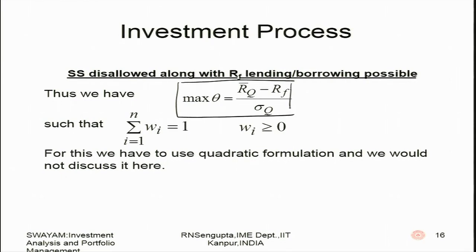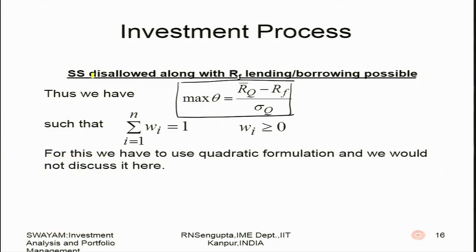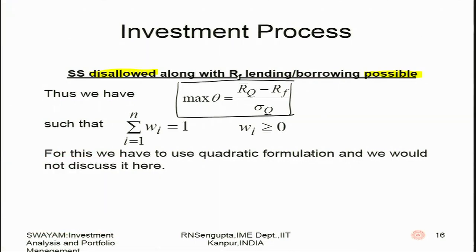and what I am doing in which context, let me make it clear. Yes, so short selling disallowed and lending borrowing possible concept. So, now it is the third point. The last one which I discussed was basically short selling allowed and lending borrowing not possible. Here short selling is disallowed, but lending borrowing possible. So, same thing concept, I have the curves, I will draw the picture.